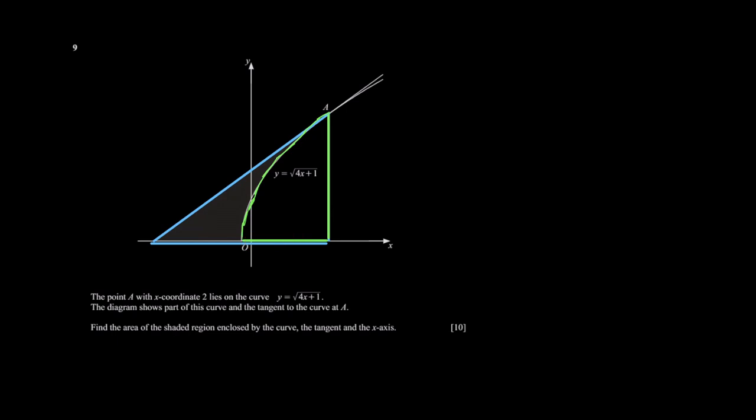And so if I want to find the area of the shaded region, then what I want to do is find the area of the blue triangle and then subtract away from it the area of this green region. Okay, so let's now split that apart.